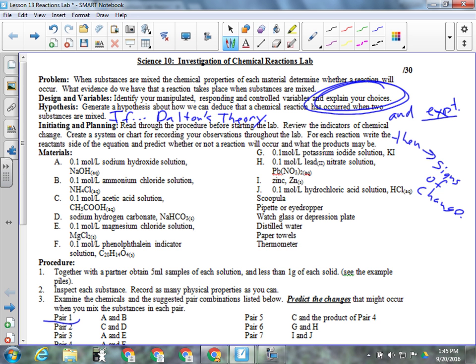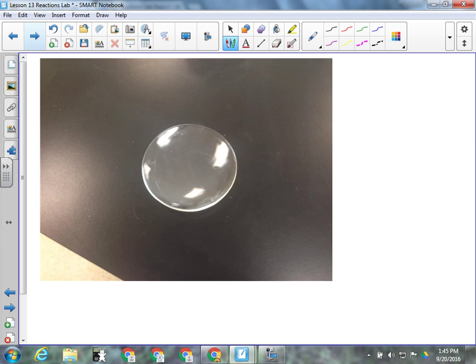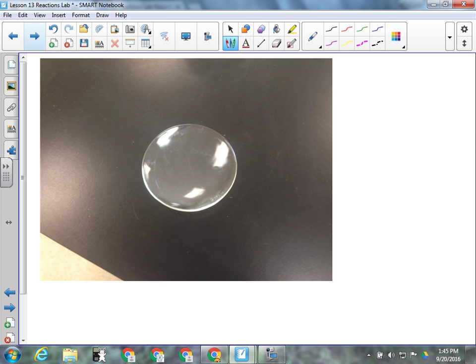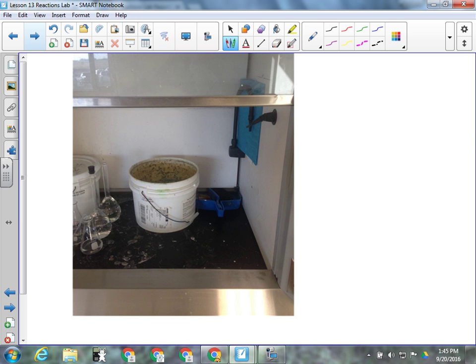For the initiating and planning, there is a chart that you are going to have to fill out. That's the watch glass, by the way. That's what they look like, a big giant contact lens. All the unknowns are going to be on the front table like that. Some of them will be in flasks because they'll be solutions, others will be solids. And then the waste bucket, that's where everything goes when you're done. Don't put any of this stuff down the sink.